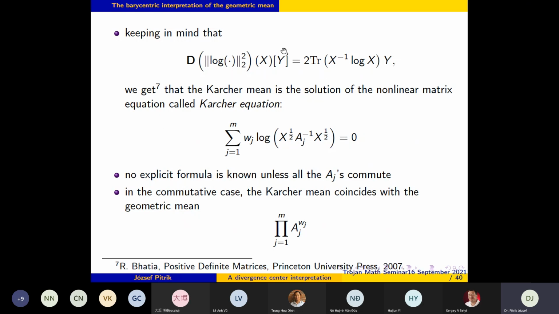And keeping in mind this formula, we can get the Karcher mean as the solution of this nonlinear matrix equation called the Karcher equation. The problem is that no explicit formula is known unless all the A_i commute. But in this commutative case, the Karcher mean coincides with the geometric mean in this form. It seems to be a good generalization for more than 2 operators.